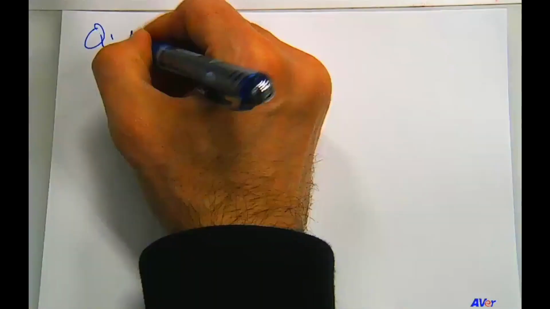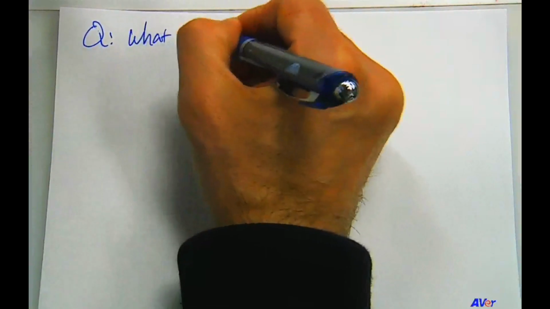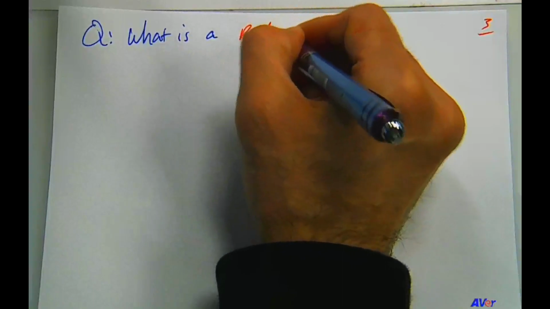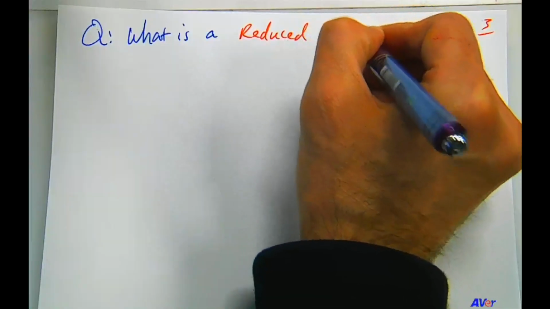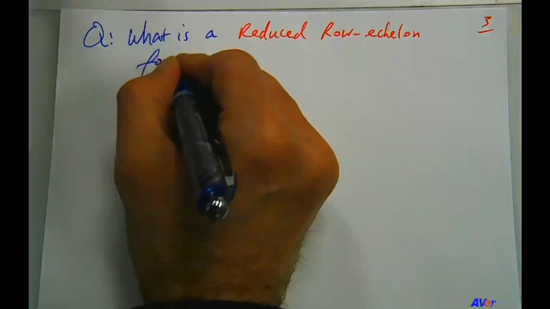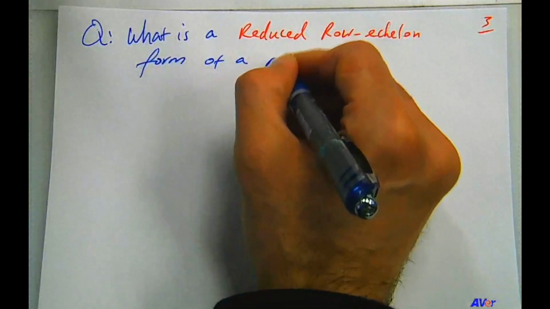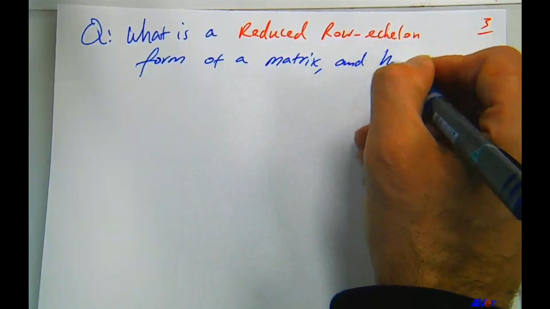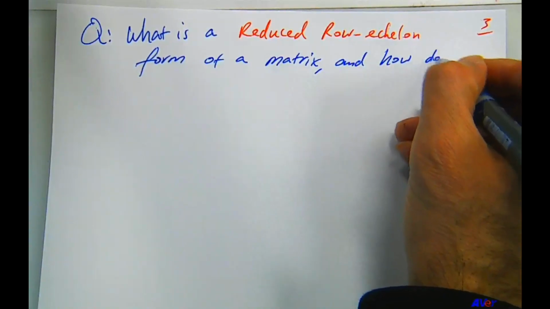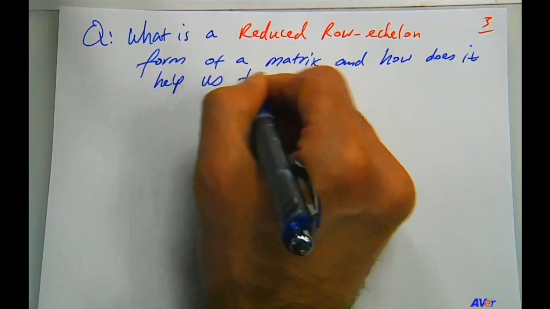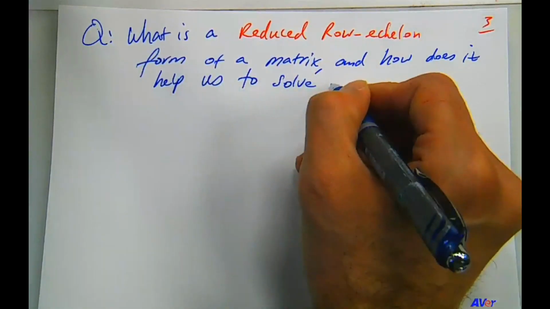So here's the next question for us to answer. What is a reduced row echelon form of a matrix, and how does it help us to solve a system?